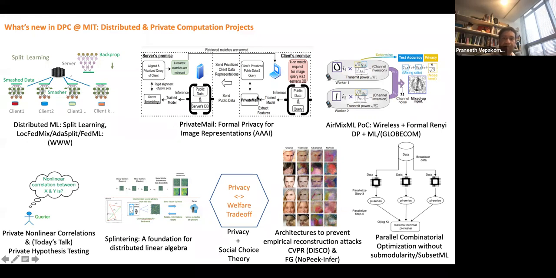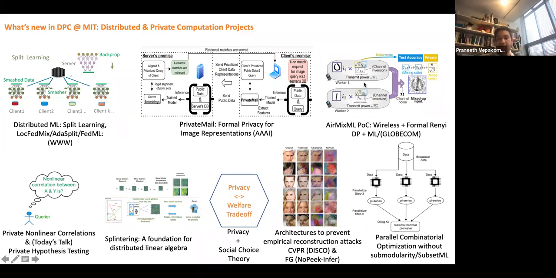At the same time, we worked on purely privacy projects at the intersection of ML. Like, how do you share representations of, say, image data that you squeeze from some model with some privacy guarantees? We worked on some early proof of concepts at the intersection of, say, wireless computing and formal privacy guarantees for doing machine learning.